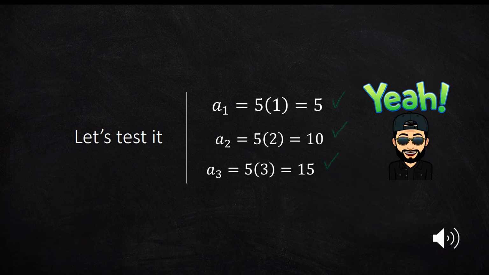Now, let's test it. a_1 equals 5 times 1 equals 5, which is correct. Now a_2 equals 5 times 2 equals 10, which is correct. a_3 equals 5 times 3 equals 15, which is correct.